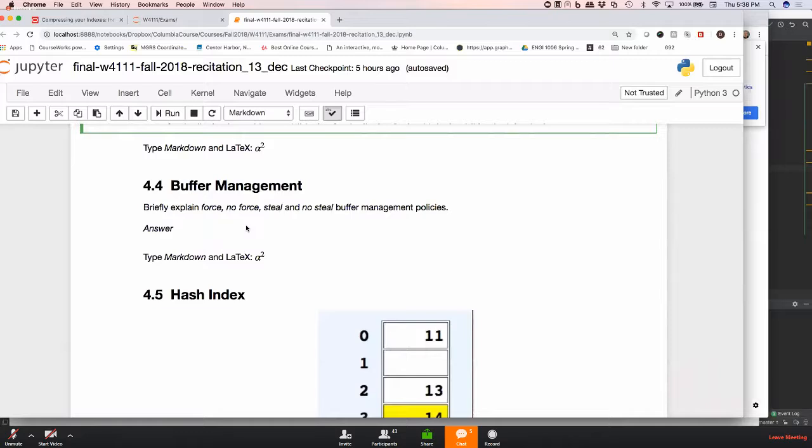Whereas if I force every commit, if the transaction touches 4 pages, every commit is going to force 4 pages. Whereas if I keep it in memory, I may save some writes because 2 transactions are going to hit it. So that's no force. So keep it in memory.